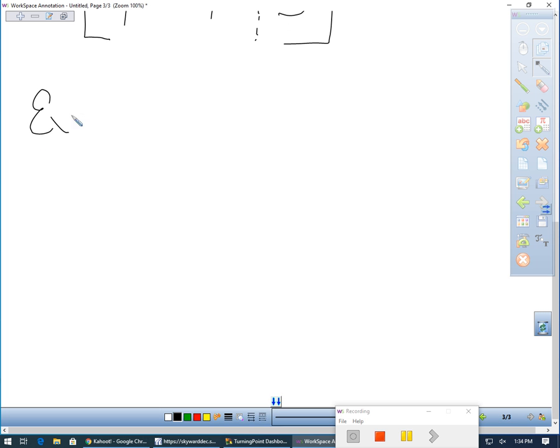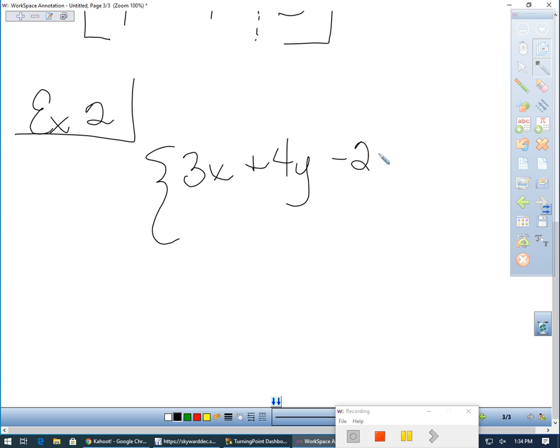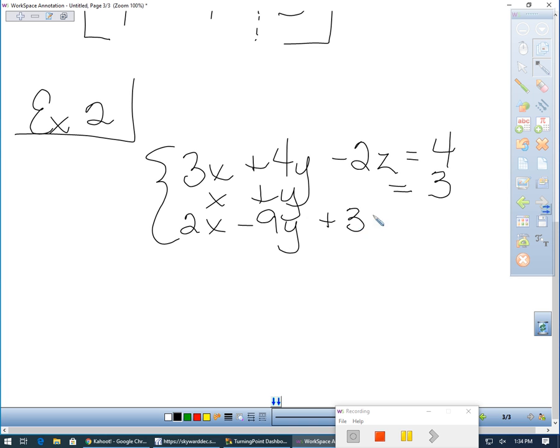This would be the next section in your homework, what you have to do. You're going to be given a system, excuse me, that's maybe 3x plus 4y minus 2z equals 4. X plus y equals 3. And 2x minus 9y plus 3z equals 1. Write the coefficient matrix.